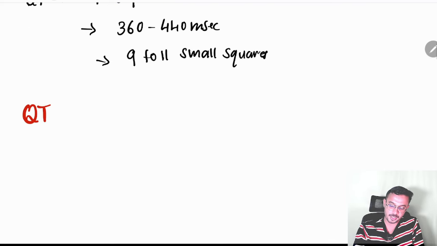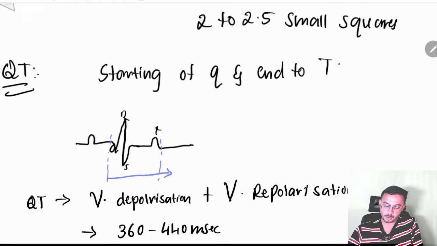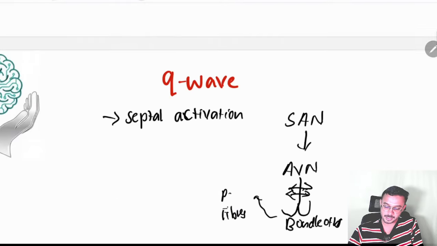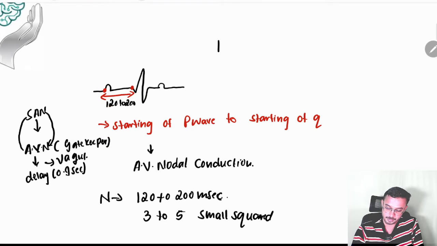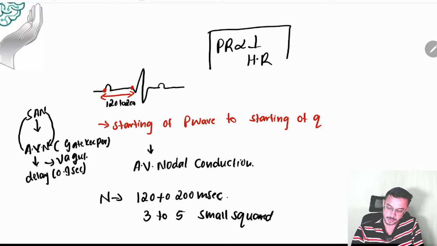So we all know QT interval is inversely proportional to calcium. Okay, and one more point over here is PR interval is inversely proportional to your heart rate. When the heart rate increases, PR interval will decrease. This is the relationship. And this is about the QT segment.